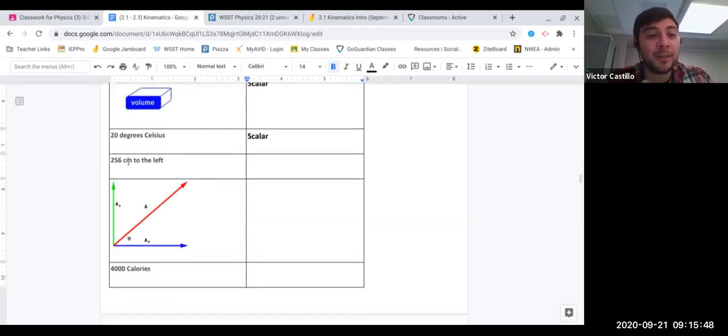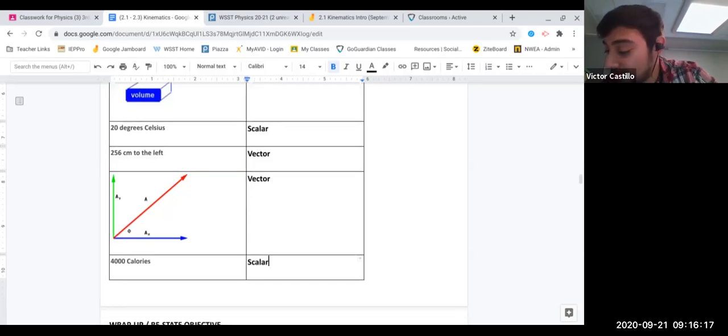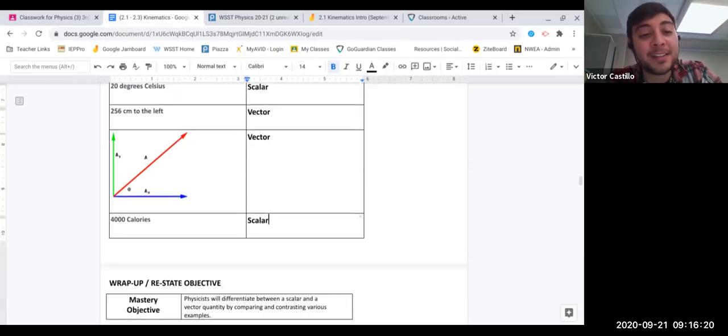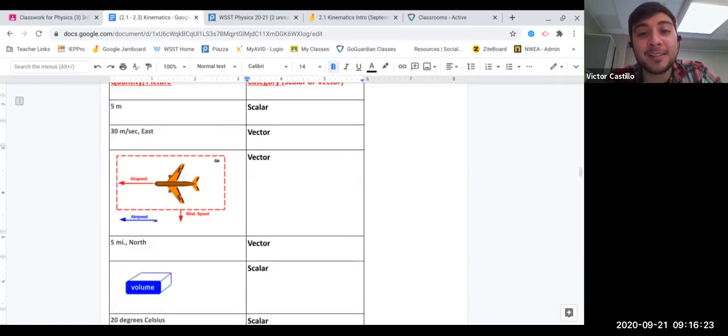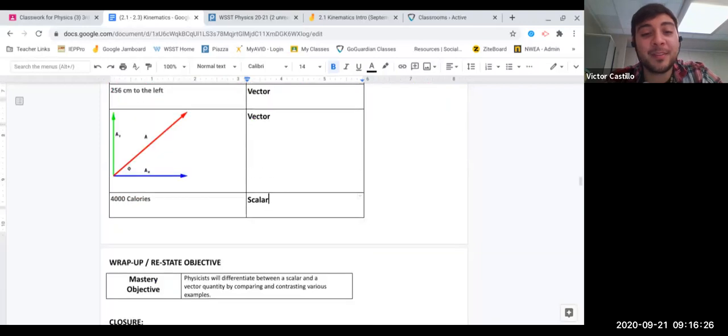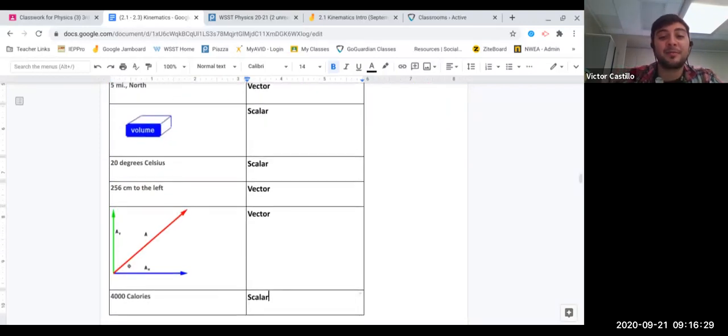Now you get the hang of it. 256 centimeters to the left. It says left, so left has direction, so that one's a vector. The next one is a graph, and the graph actually shows an arrow of a direction. That will also be a vector. And the last one is 4,000 calories, but we don't know 4,000 calories of what. Did we add 4,000 calories? They would go up. Did you lose? What were we talking about? So this one's just a scalar. It has no direction whatsoever. So yes, this is the guided practice right here. Give you guys a couple more seconds to write that down. I'll stop right here.